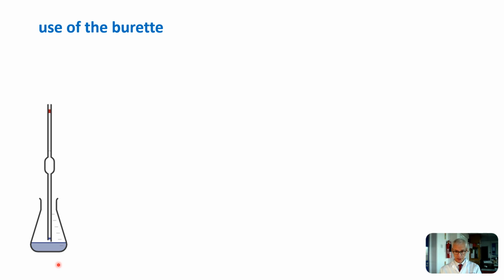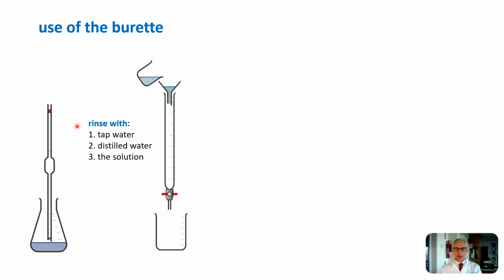We now need to prepare our burette and the burette solution. So the process for preparing the burette is the same as for the volumetric pipette. That is, you rinse the burette with tap water, then with distilled water, then with a little of the solution. We fill the burette from a beaker with, shall we say, the solution of unknown concentration. And of course, we need to make sure that the tap of the burette is closed, which is in the position as indicated.